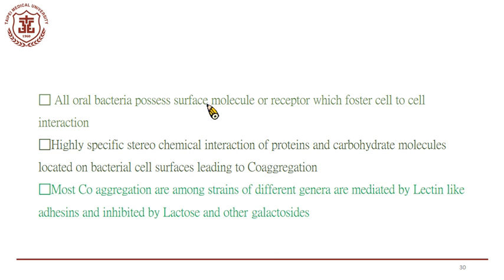So all of these bacteria possess surface molecules or receptors which foster cell-to-cell interaction, a highly specific stereochemical interaction of protein and carbohydrate molecules located on the bacterial cell surface, leading to coaggregation. So we need this type of molecule made of protein and carbohydrates so they can connect to each other. Most coaggregations are among strains of different genera and are mediated by lectin-like adhesins and inhibited by lactose and other galactosides. So, of course, some adhesins will inhibit, lactose will just help. Depending on the molecule and the type of bacteria, some bacteria will produce some of these, other ones will produce lactose. So that will lead to which kind of bacteria can actually grow.